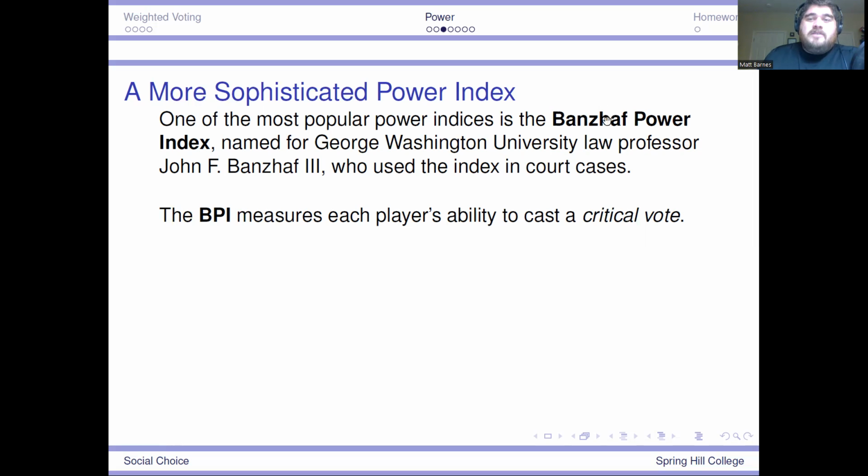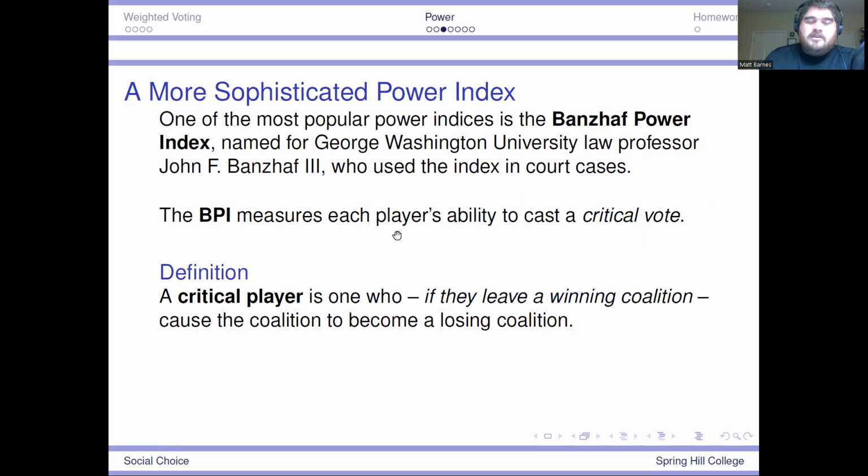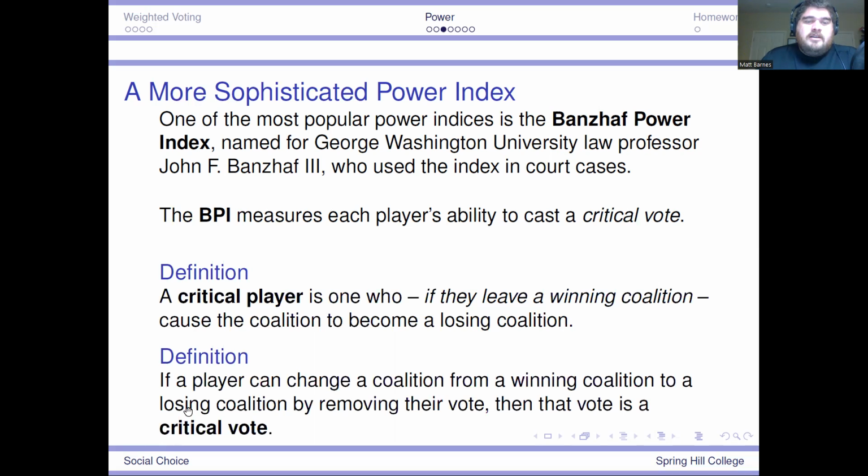So we're going to abbreviate the Banzhaf Power Index by BPI, and that is going to measure each player's ability to cast what we call a critical vote. So let's talk about what that means. First off, a critical player is one who, if they're in a winning coalition and then they leave it, that coalition stops being a winning coalition, right? So their presence is necessary in order for that coalition to actually pass the motion. And if a player can change a winning coalition to a losing coalition by taking their vote away, right? So if they are a critical player, then we call that vote a critical vote.